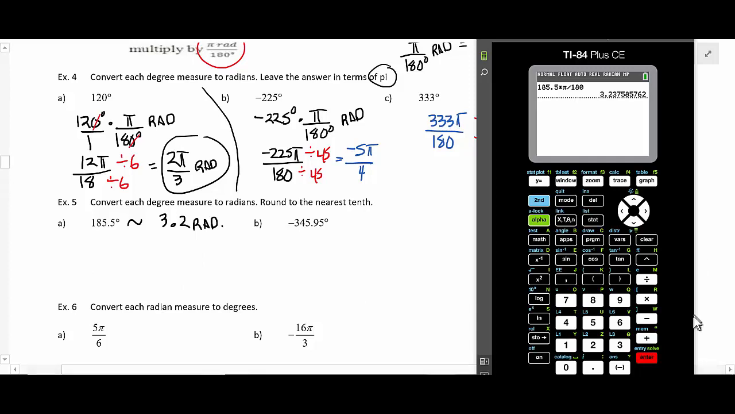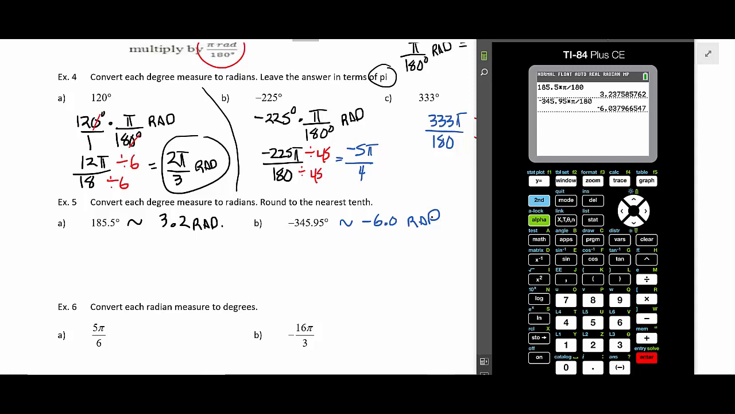All right, the next one we do exactly the same thing. We do negative 345.95, do the same thing on your calculator, multiply by pi over 180, and then round it off. You don't have to put the negative in; all that means is it's a negative answer. So with this one, that's about negative 6.0, rounded to 1 decimal. That's almost 1 lap around the circle. Actually, if pi is 3.14, then 2 pi is 6.28, so that makes perfectly good sense to me.